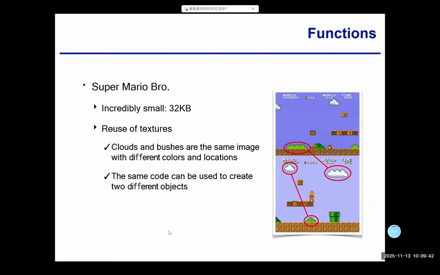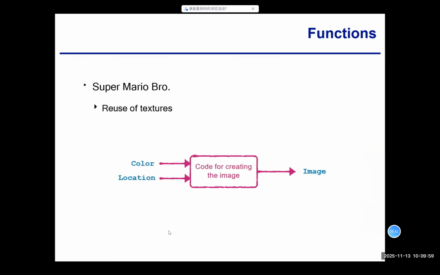I want to use this example as a motivating example for us to learn functions, because roughly speaking, one of the main purposes of using functions is to reuse part of the code so that you do not have to write it down manually every time. We can abstract the use of textures in this game to something like this. Suppose we are writing the code for this game, and we have the code for generating part of the image. Then we reuse part of the texture so that, depending on the color and the location of the image, we use the same shape to generate potentially different images.